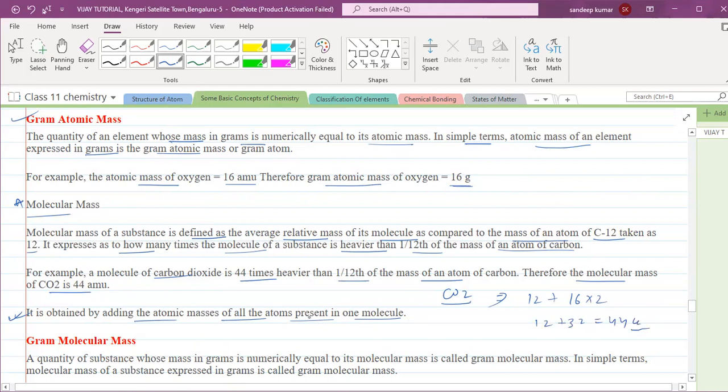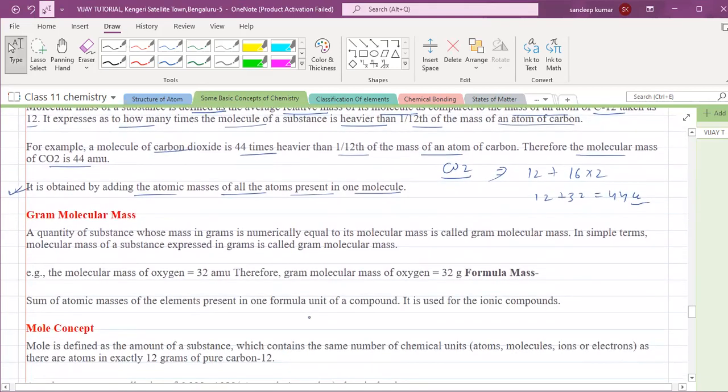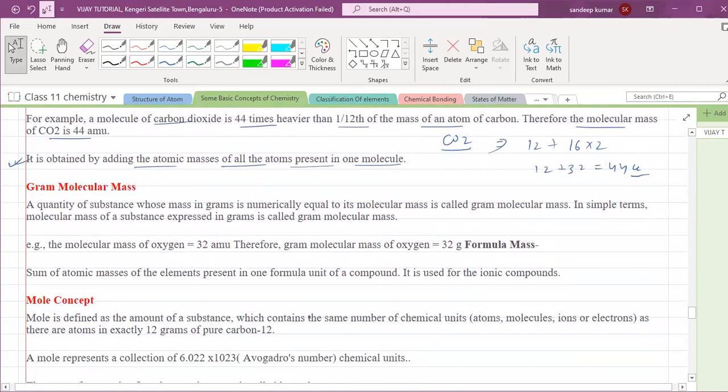Okay, when the molecular mass is expressed in gram, what is it called? A gram molecular mass. Okay, so same thing here. What is the gram molecular mass? So here 44 U, we can write it as 44 gram. The method is the same. Now I'm going to discuss very important concepts.